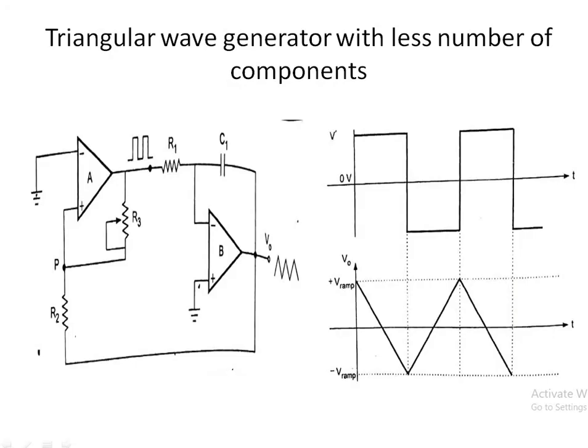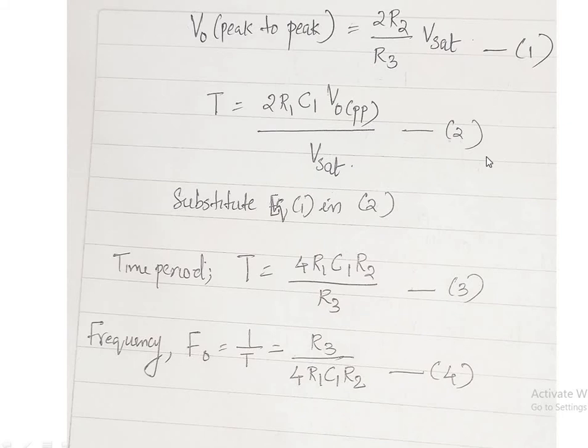Here R1 is this one and C1 is the capacitance connected to the output, and to this V naught we will substitute this value, equation 1, into this. So we will obtain the time period as 4 R1 C1 R2 by R3. Similarly, frequency is the inverse of the time period. Okay, so we will get R3 upon 4 R1 C1 R2 as frequency.